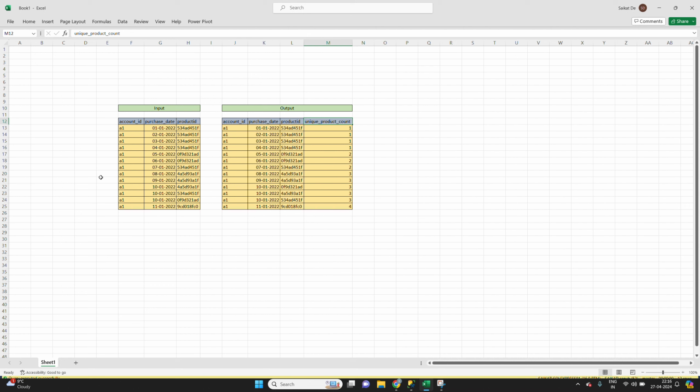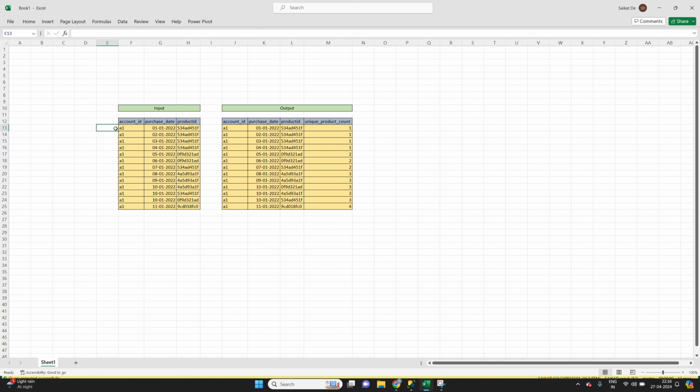If you look at the table, we have only one account ID. There can be multiple account IDs, but think about it as only one, and we have purchase dates starting from 01 to 11, and some product IDs. Here is how you need to generate the unique count: for the first row, the count is 1 because there is only one product. But for the next row, you need to take the unique product count starting from the beginning.